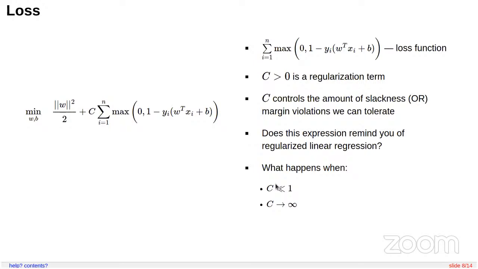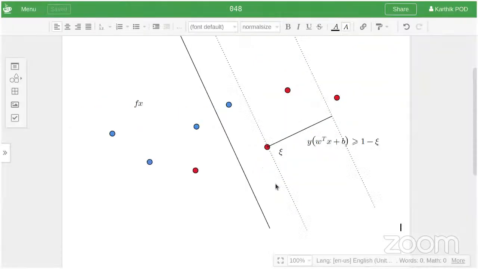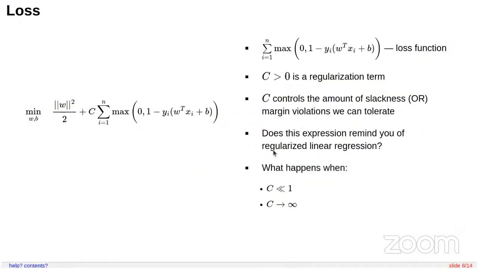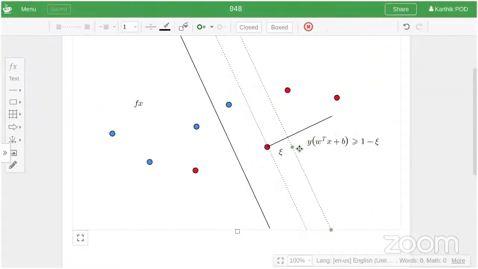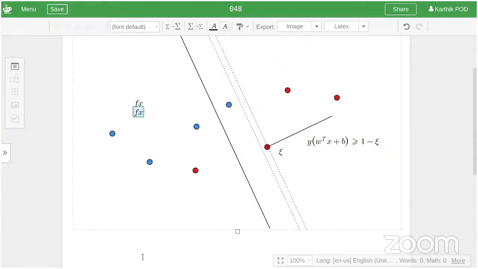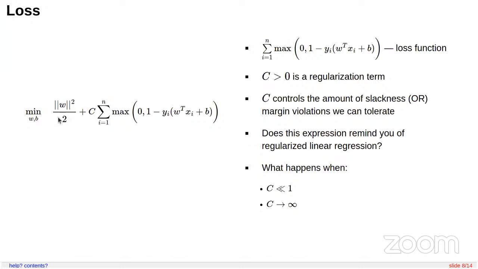And C becomes large. What will happen? It's more like a hard margin. Right. I cannot tolerate slack, because this term will become very high, and C is a very big number. So I will immediately make this as small as possible, right? Which is like getting a smaller margin, but it resembles the hard margin case where I try to classify most of the points correctly.